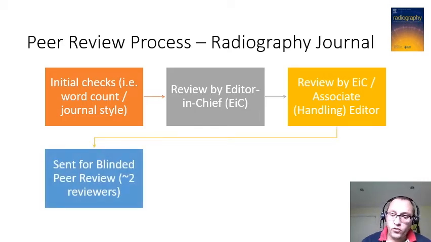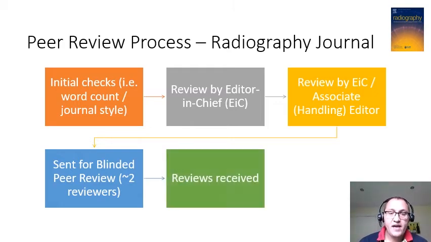So the article will be stripped of any identifiable information and it will be sent to two reviewers, blind, and the editor will select the reviewers based on their experience, based on their subject areas, based on their availability. So it gets sent out electronically via a website. The reviewers get asked, they accept hopefully, and then they will send their reviews back to the journal.